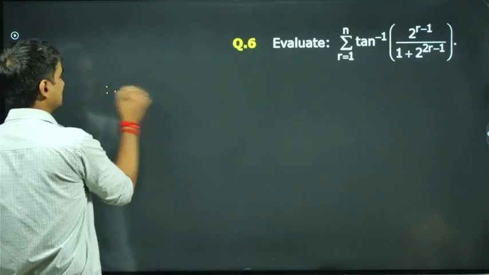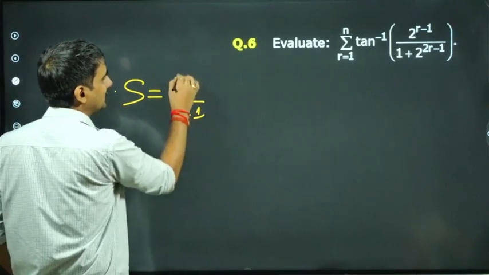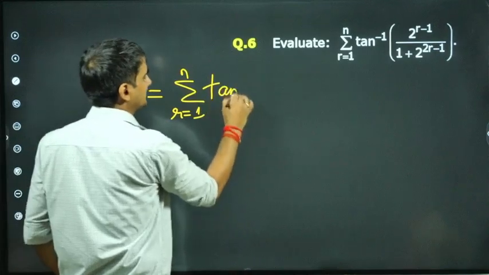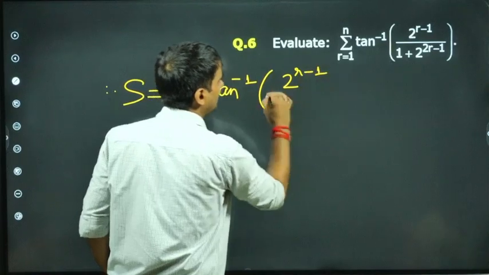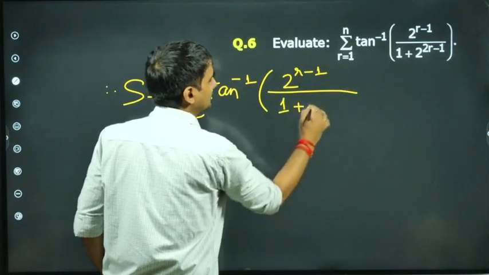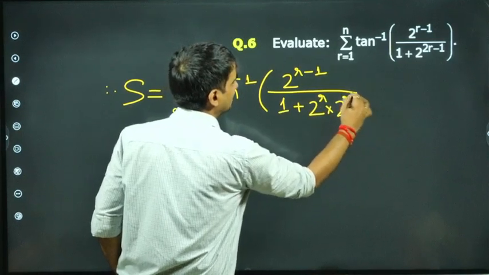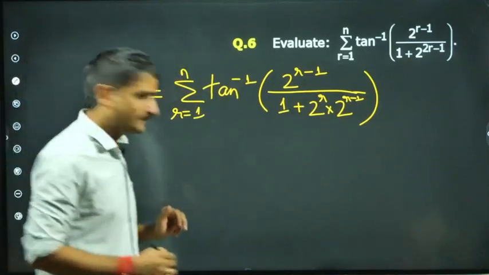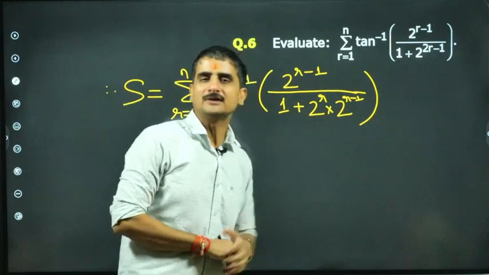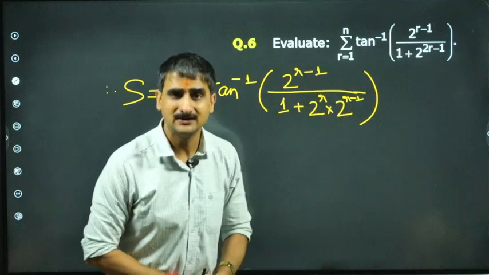Okay, so let's start. Therefore S is summation r goes from 1 to n of tan inverse of (2 raised to the power r minus 1) upon (1 plus 2 raised to the power r into 2 raised to the power r minus 1). Now you may ask how I know that I have to write 2 raised to the power 2r minus 1 as 2 raised to the power r into 2 raised to the power r minus 1.